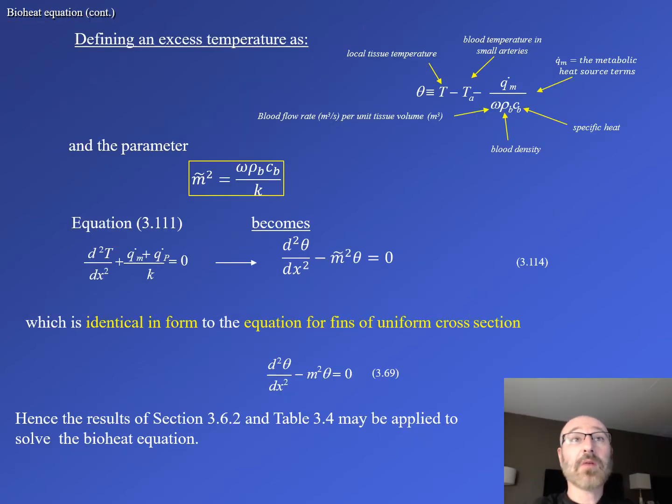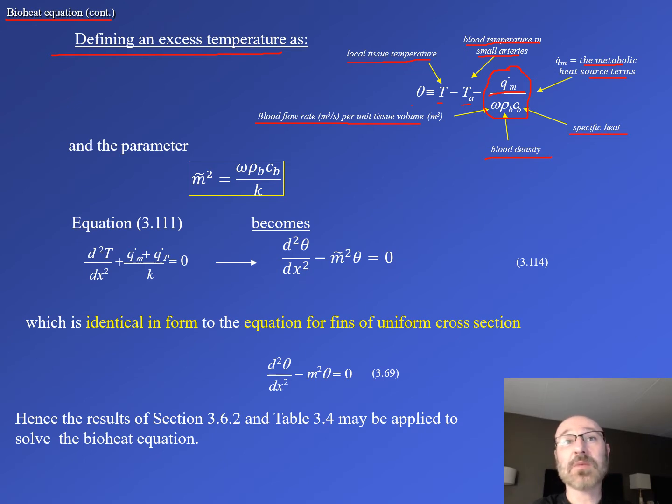Now continuing on with our bioheat equation, we define an excess temperature by the following relationship: theta is equal to T, where T is our local tissue temperature, minus T sub A, the blood temperature in our small arteries, minus this term where on the numerator we have Q sub M, the metabolic heat source term, all over, on the denominator, omega, the blood flow rate per unit tissue volume, times the blood density, times the specific heat.